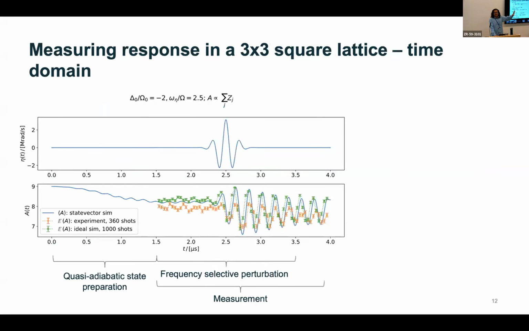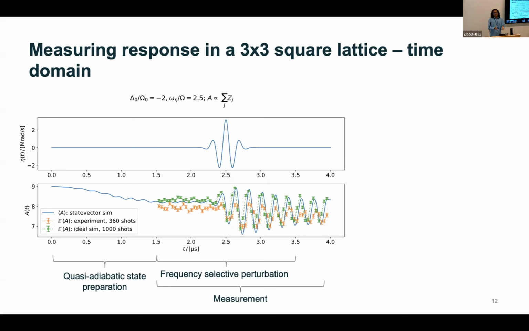So with that setup, here is some experimental data. On the top row, I'm showing eta, which is my perturbing function in the time domain. It's a Gaussian sinusoid. And at the bottom, I have A of t. Now, there's a lot going on, so let me talk you through this. Of course, the first part is the adiabatic state prep. So eta is 0. I'm not really poking the system in the state prep stage. But you see the A of t actually changes. That's sort of a signature of the fact that we're adiabatically preparing the state.